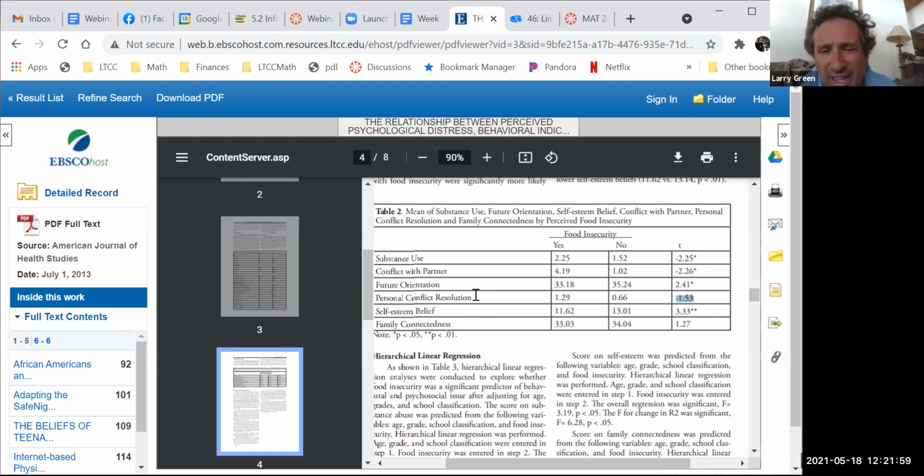Any questions on kind of the idea? Again, I don't expect you to understand every detail of it, but I want to show you what articles look like. And this is what articles look like.